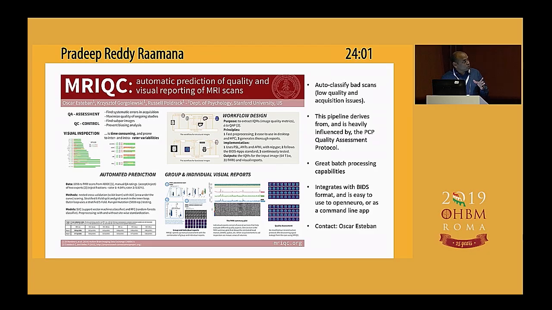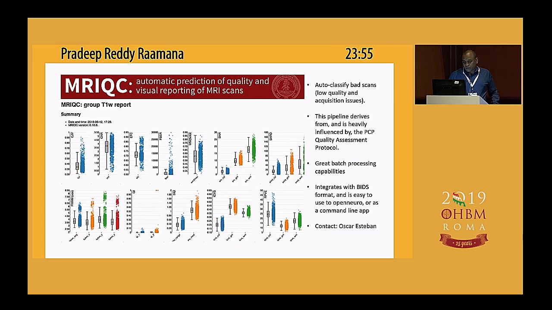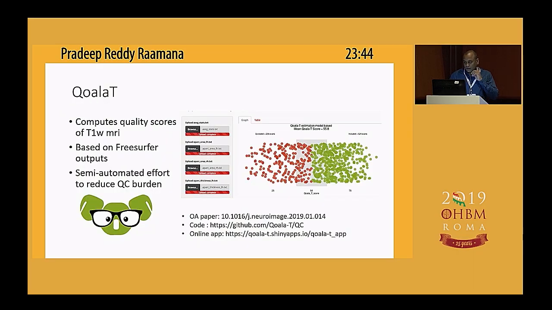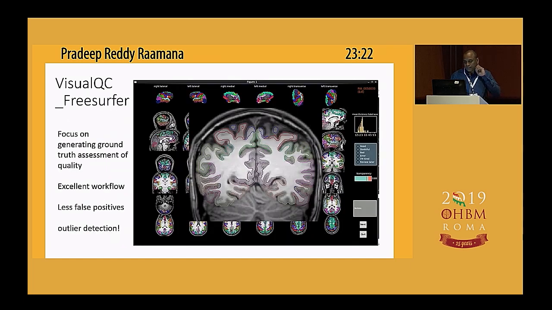We can't go into details on everything it does, but take a look. For example, it also produces a lot of reports on image quality metrics, which can be helpful in detecting outliers and interesting subjects in a big group, for example. As I mentioned, CoALA-T is another app that can compute scores for a given T1 weighted MRI scan and visualize the whole data set to help you quickly pick out bad scans, a semi-automated effort to reduce the QC burden, so you can look at only a few of them instead of having to go through everything.